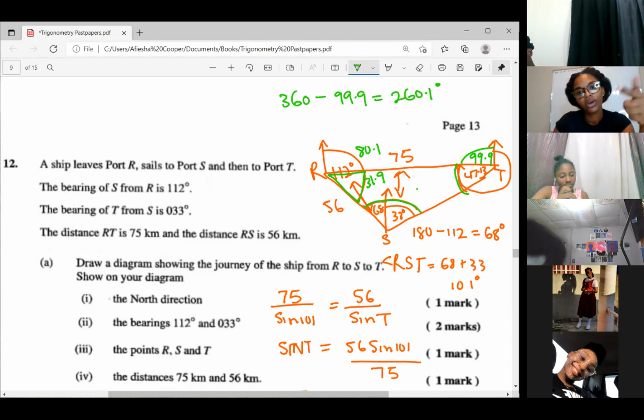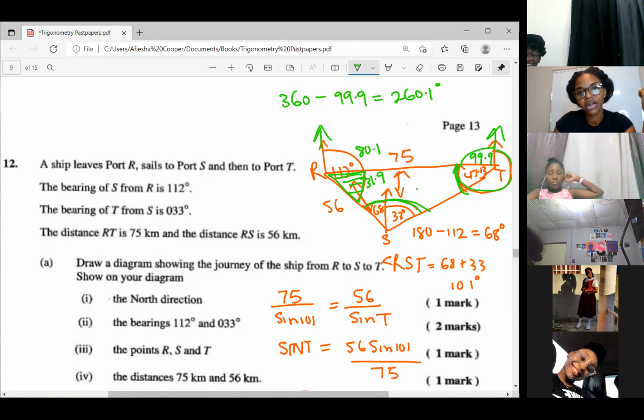So we found the missing part here by adding the two internal angles and subtracting from 180 to get 31.9. And of course, to get the outside part, which is 80.1, we work out the two co-interior angles to find this missing part, which is 99.9. And then we can find the bearing by subtracting 99.9 from 360, giving us 260.1. Everybody understand that?